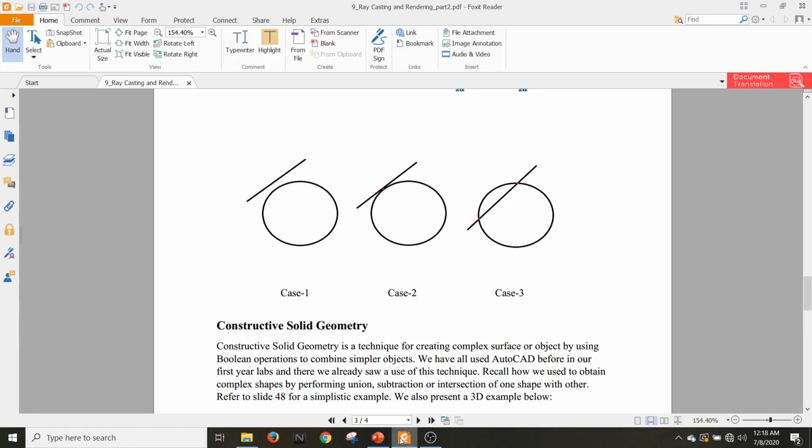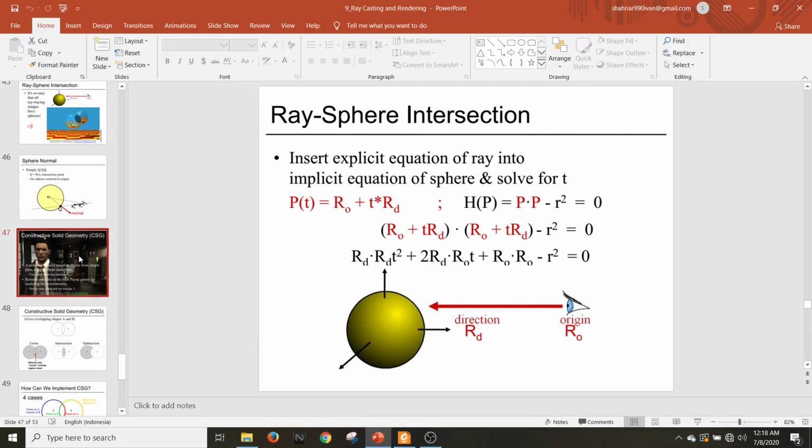Okay, now we move on to constructive solid geometry.